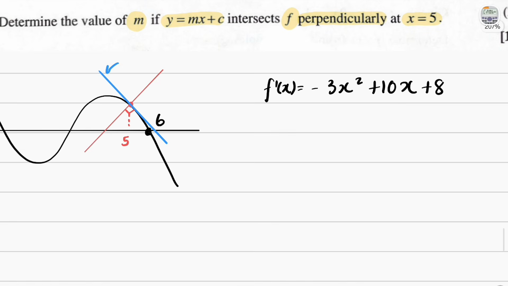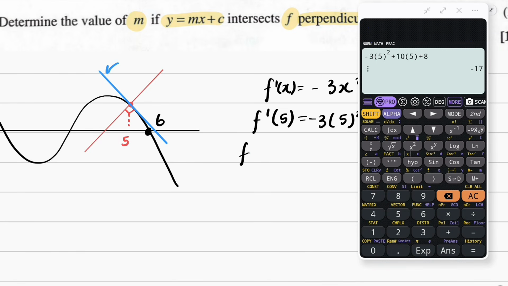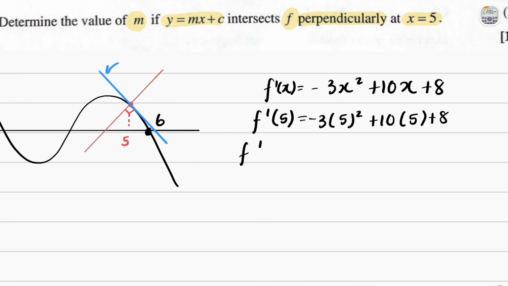So let's take the gradient of the cubic function. This is our function, the derivative of f, the gradient. We want the gradient specifically at the value where x is equal to 5, so we'll substitute that in here. And that gradient is negative 17. So f prime of 5 is negative 17.